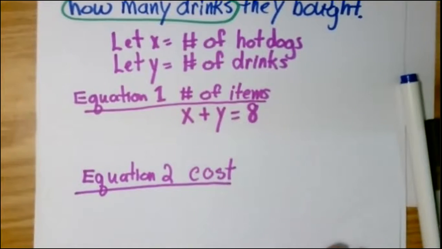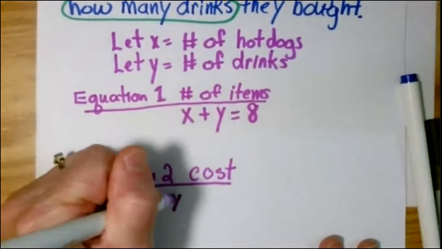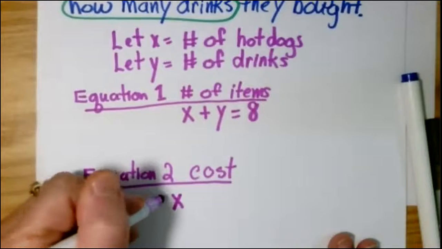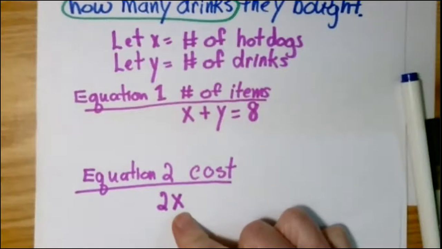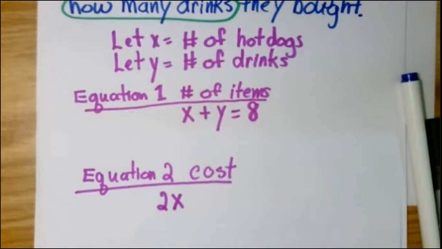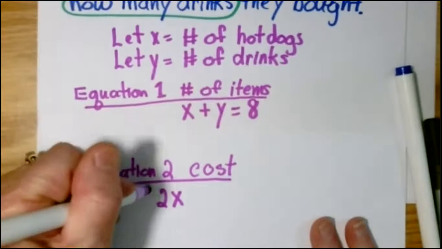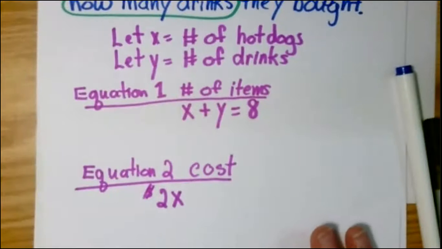So we can set it up as the number of hot dogs bought times the cost of those hot dogs. If I bought one hot dog, I'm going to pay $2. If I bought 2 hot dogs, I'm going to pay $4. If I bought 3 hot dogs, I'm going to pay $6. You can see that the number of hot dogs is multiplied by $2. And if you want to put a $ sign in there to keep track of what that number represents, feel free to do that.